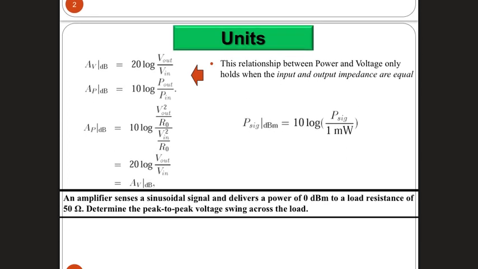Units, reminder: you can calculate gains. What's the definition of a gain? It's a value divided by a value of the same unit. So it's V out divided by V in, or power at the output divided by power at the input, and that's the gain. Gain is typically without units, because you divide something with a particular unit by another value which is the same unit. So gain does not have units.